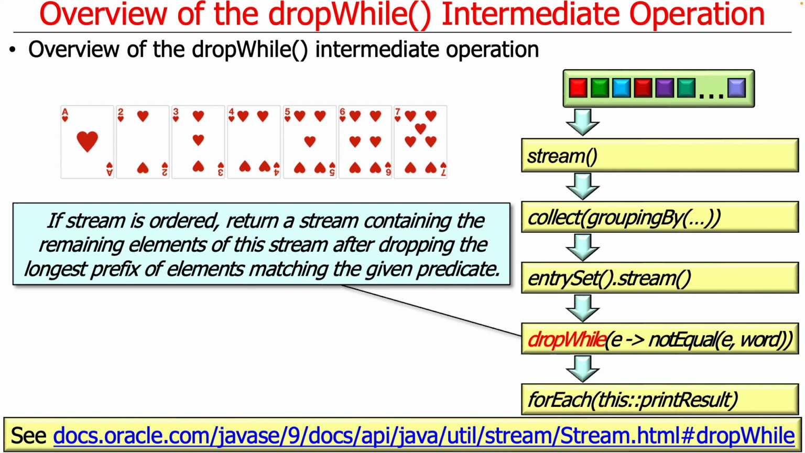If the stream is ordered, and I'll talk about ordered versus unordered in a second, then it returns a stream containing the remaining elements of the stream after dropping the longest prefix of elements matching the given predicate.